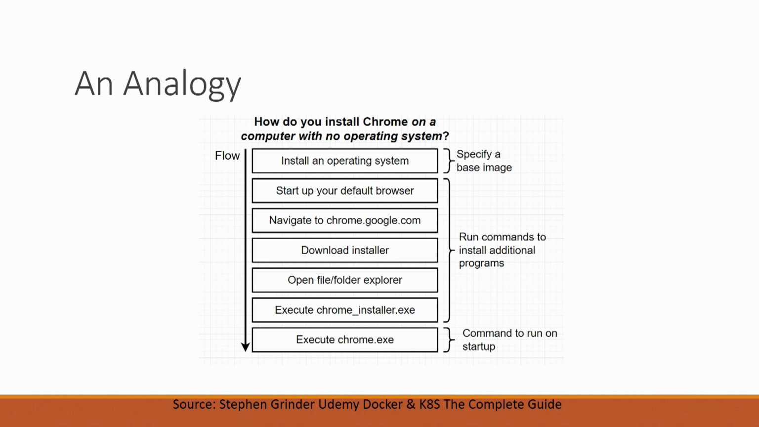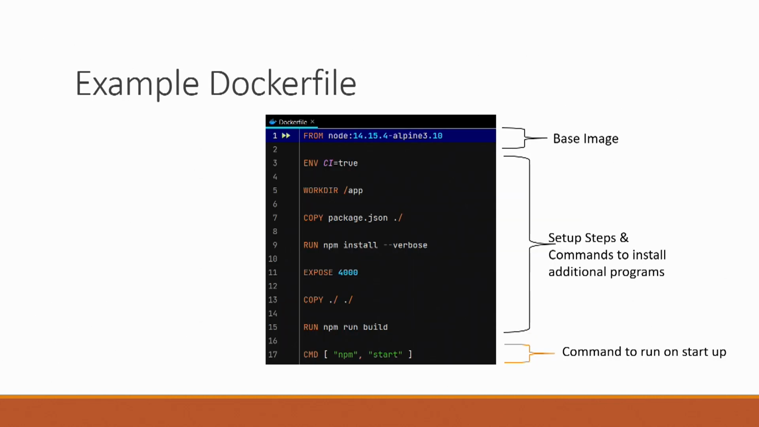Here we are trying to install Chrome.exe. So we are configuring our operating system to the taste of what we want to do. These are the commands we run. We have some run commands: start up your default browser, maybe Microsoft Edge, navigate to the Chrome website, download the installer, open the downloaded file, execute the Chrome installer. These are all used to configure our base operating system into what we want. And the last and final thing is to always specify a startup command, which is executing Chrome.exe.